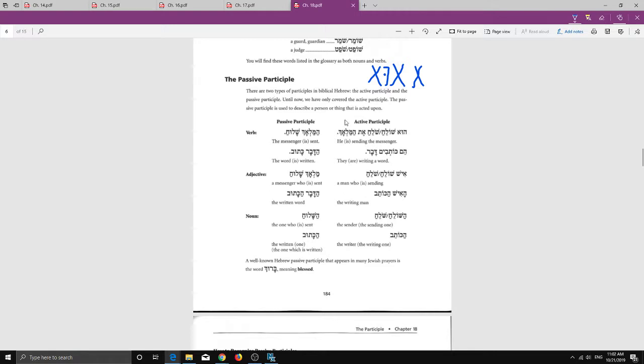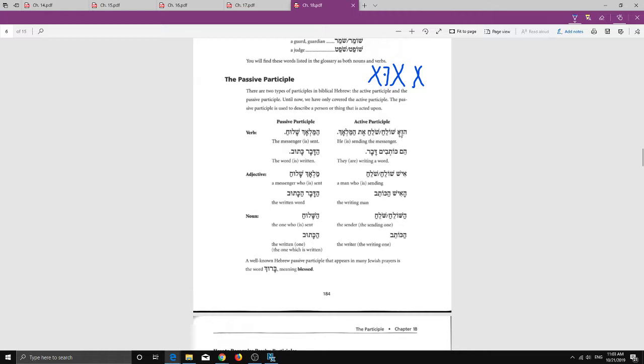All right. And actually, here we go. We're going to jump right in and look at some comparisons between the same word as both active and passive. Okay. So here we have hu sholeach et ha-malach.